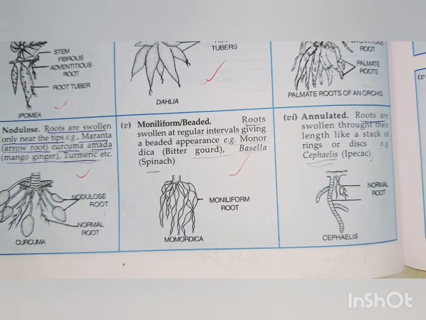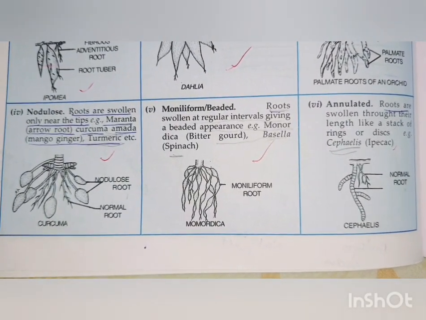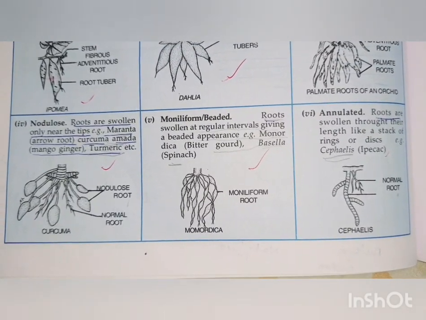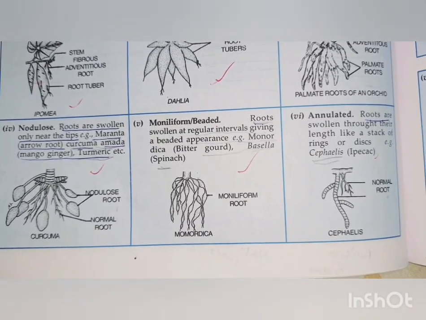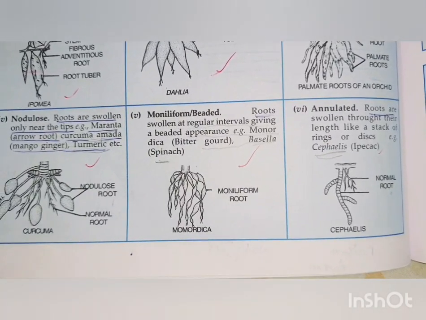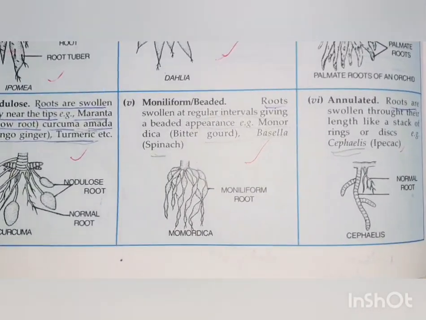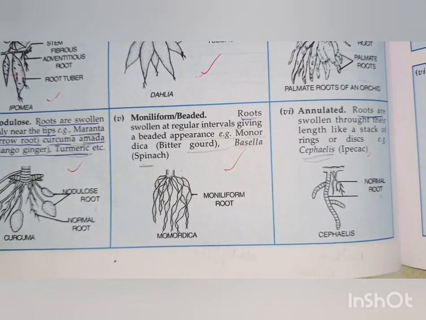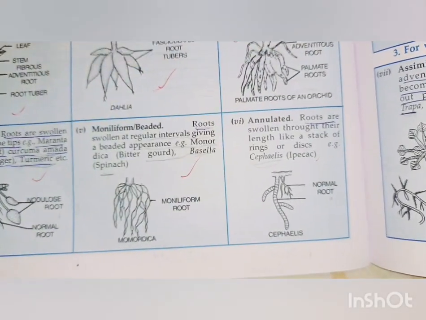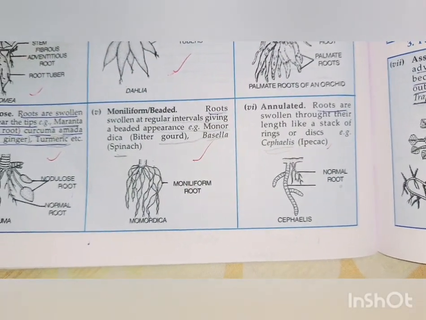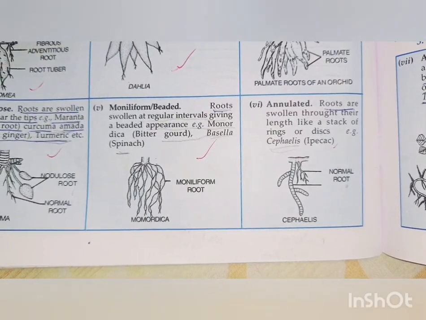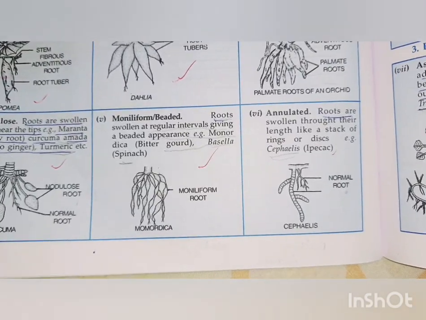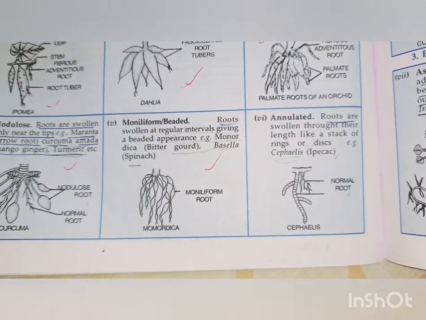Then moniliform or beaded root, these are roots swollen at regular intervals, giving a beaded appearance, as in Momordica or bitter gourd and Basella, which means spinach. So in spinach and bitter gourd, moniliform or beaded root is found. Then annulated root, these roots are swollen throughout their length like a stack of rings or discs, present in Cephaelis or ipecac. It is the example of annulated root.